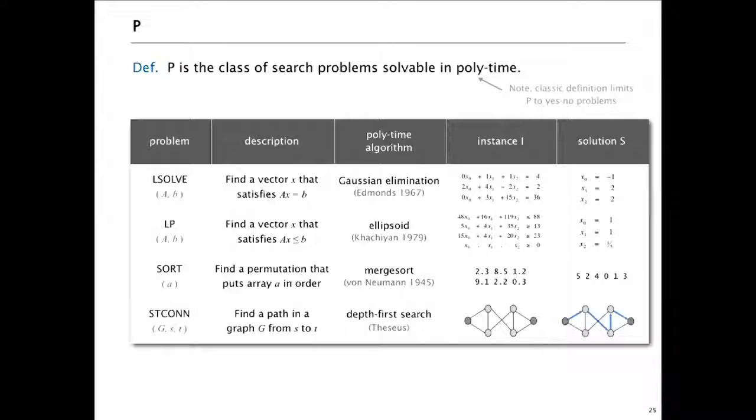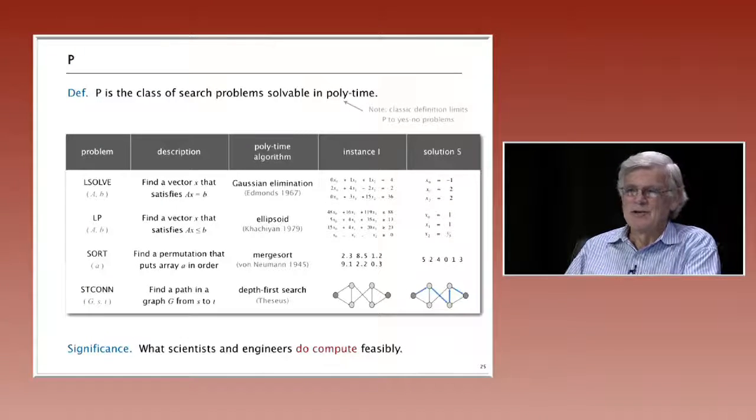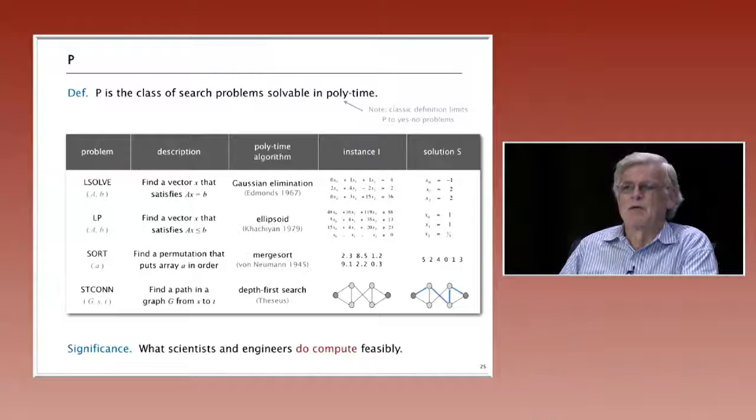Many of them are explicit search problems, like ST connectivity. You're searching for a path in a graph, and Theseus and the Minotaur showed that if you are given a path, you can check that it's a path easily, so it's a search problem. So P is the class of search problems that can be solved in polynomial time. The significance of P is those are the ones that we actually do compute feasibly. NP is all the ones we would like to, and P is all the ones that we actually do compute feasibly. Those are perfectly well-defined classes of problems.